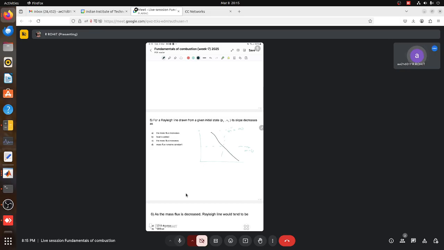Now when your mass flux is here, you have a higher slope, and as you decrease your mass flux, that is, you are coming from infinity to 0, you will see that your slope is decreasing. So its slope decreases when the mass flux decreases. That is the case where you will have your slope decreasing.